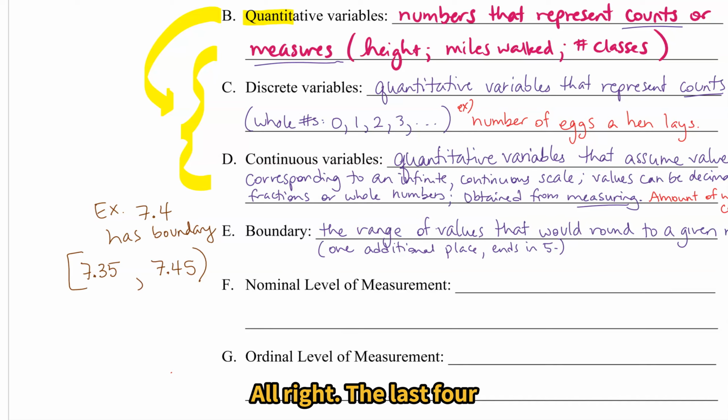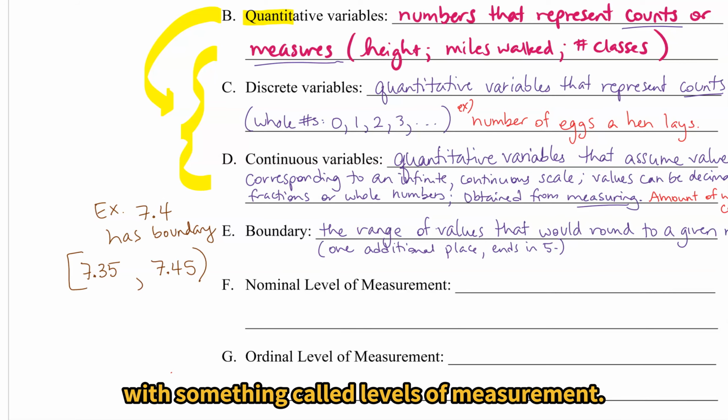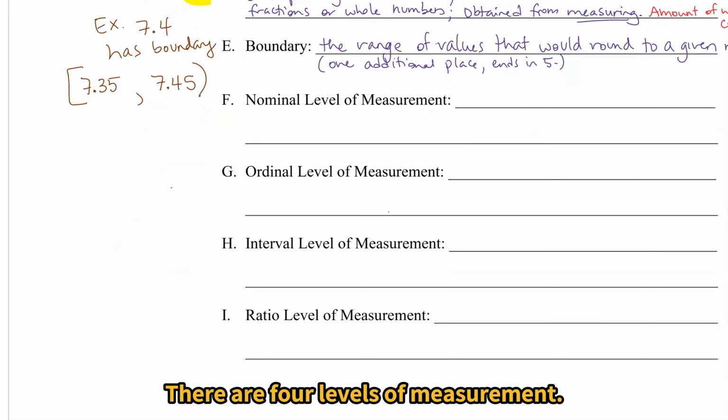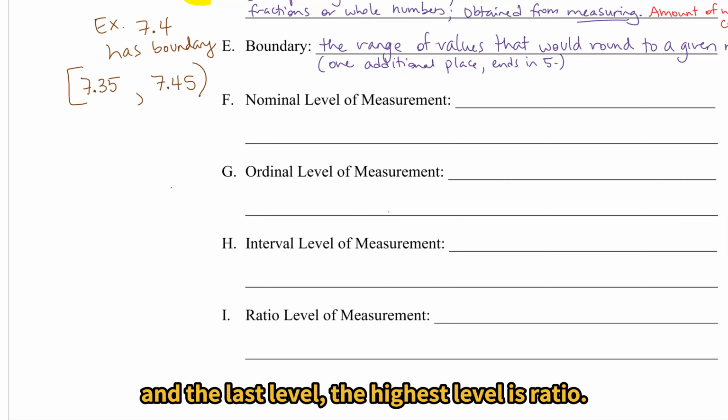All right. The last 4 definitions for this section have to do with something called levels of measurement. There are 4 levels of measurement. And just as it means, there are levels. We have the first level, nominal. The next level up is ordinal. The third level up is interval. And the last level, the highest level, is ratio.